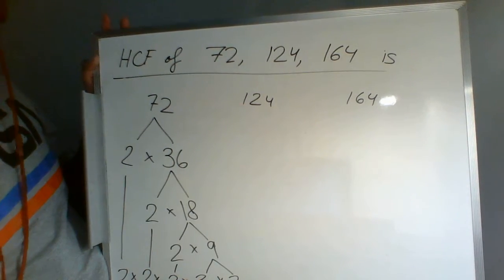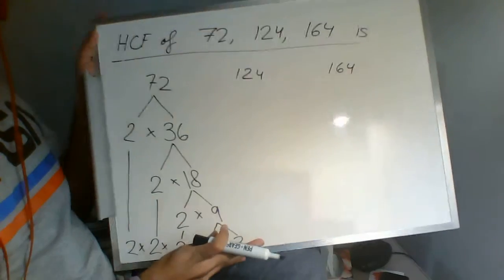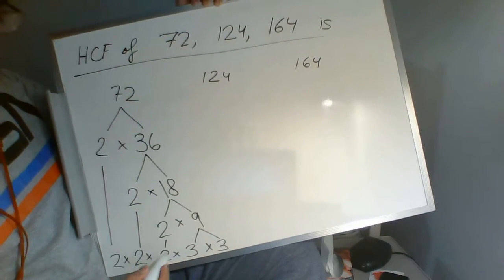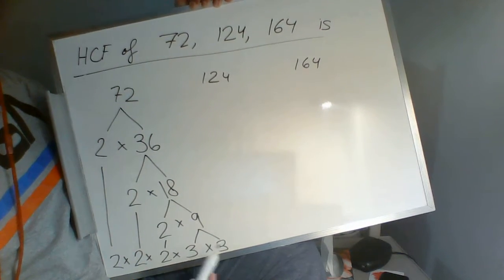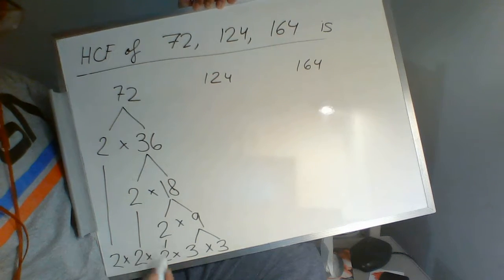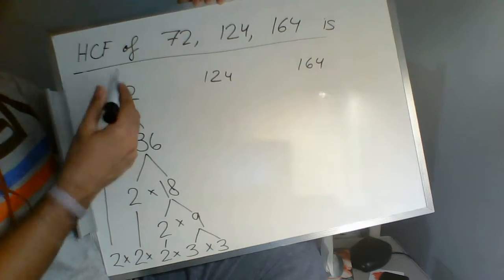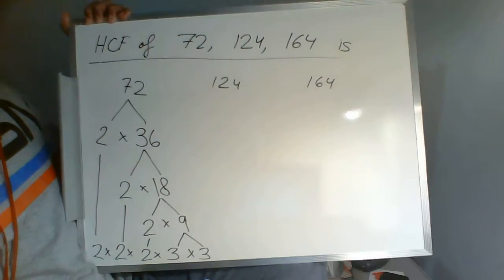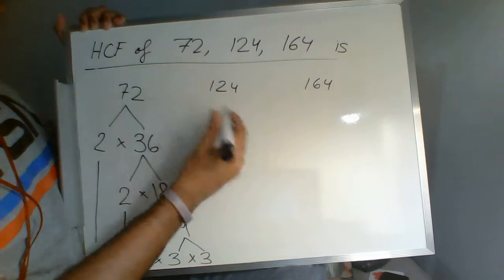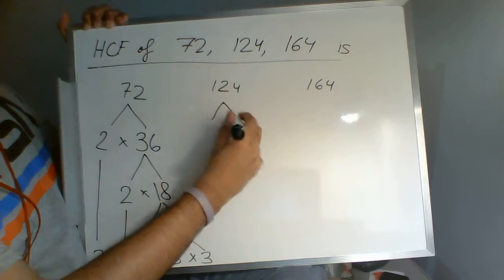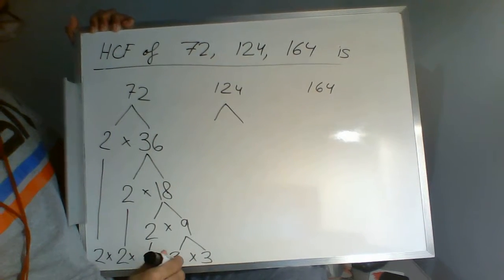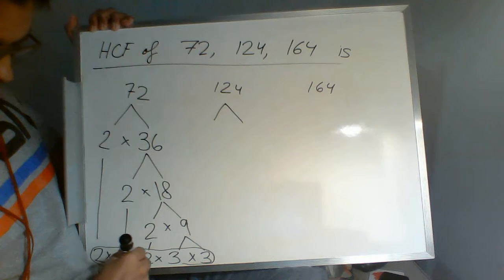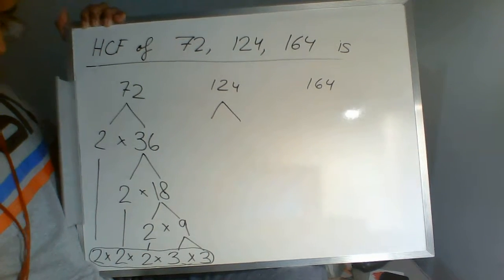And if you wanted to double check that, down here we've got 2 times 2 times 2 times 3 times 3. So we've got 3 times 3 is 9, 2 times 2 times 2 is 8, 9 times 8, 72. So we can be confident that we've done that one correctly so far. So now we'll do the same thing for 124. And actually I'll put that oval around this down here. So there we go.